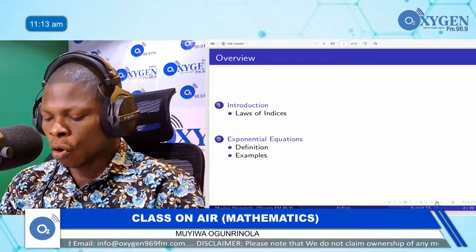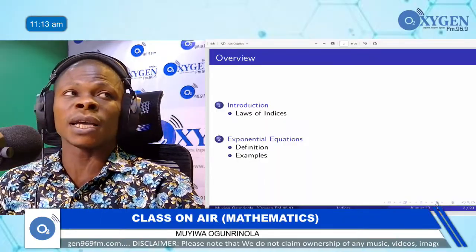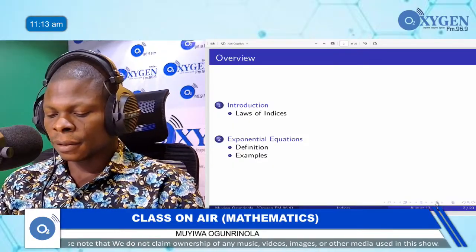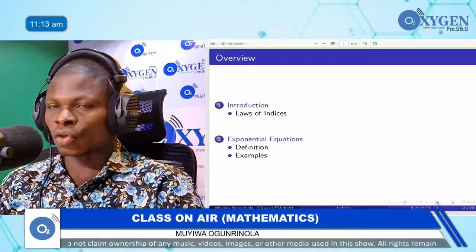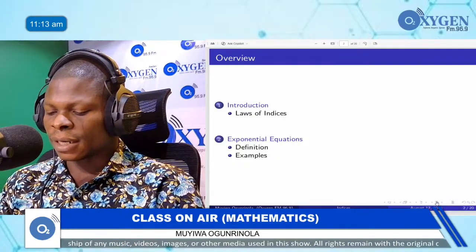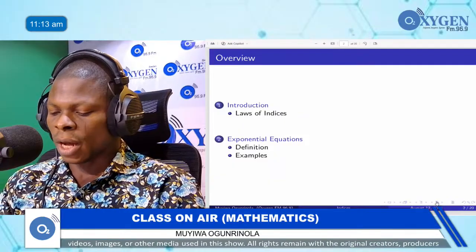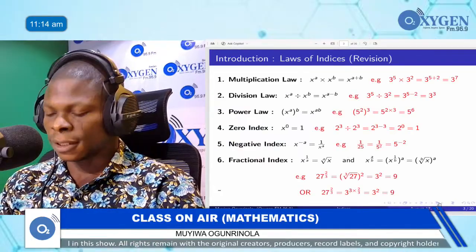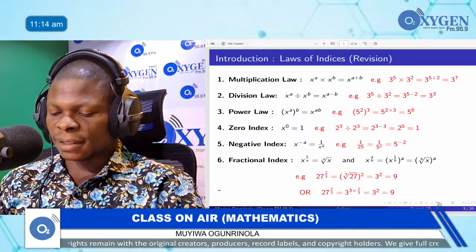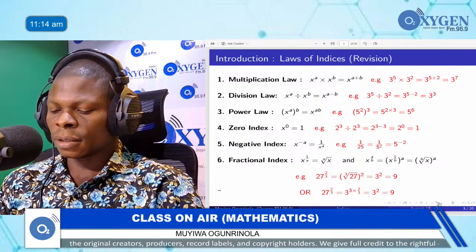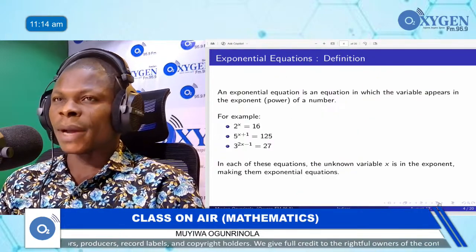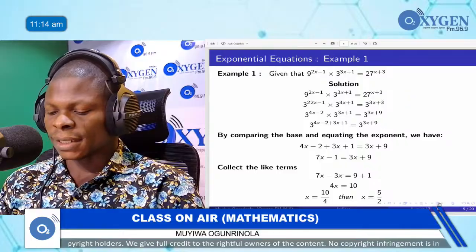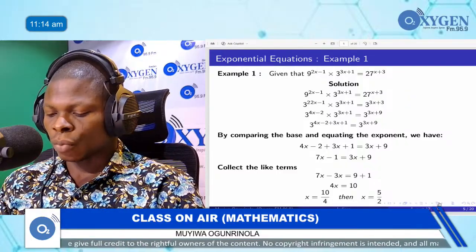Now let's go on. Example 1 on exponential equation from our previous knowledge. Given that 9 raised to power 2x minus 1 multiplied by 3 raised to power 3x plus 1 is equal to 27 raised to power x plus 3.